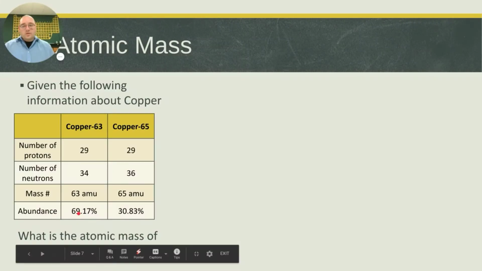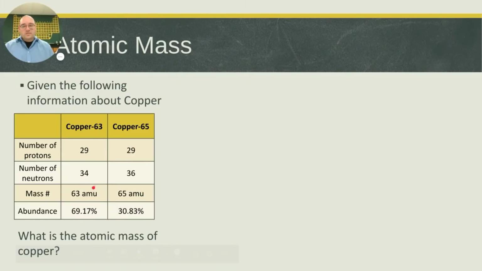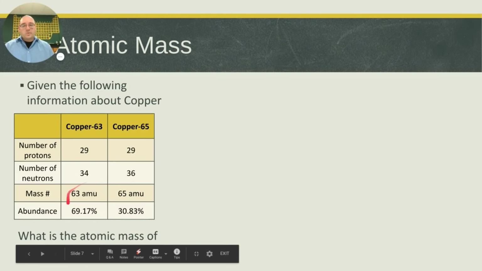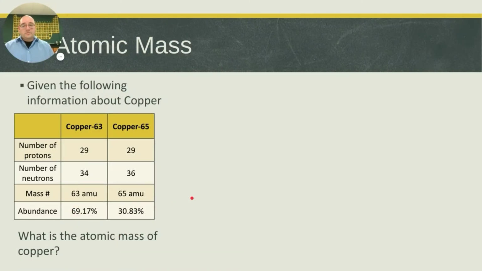Now, abundance. We know that in nature, copper 63 makes up 69.17% of all copper, and copper 65 is 30.83% of all copper. So this is the information we have, and really this is the only stuff you need to know, the mass of each isotope and its abundance. Once we know that, we can calculate the average atomic mass. So I'm going to switch to my document camera now, and we will work out how to do that.